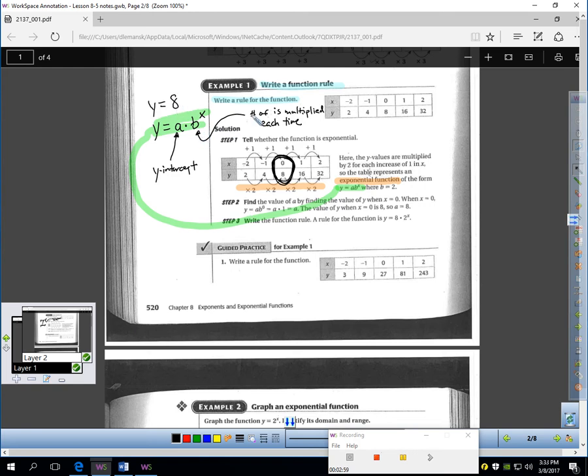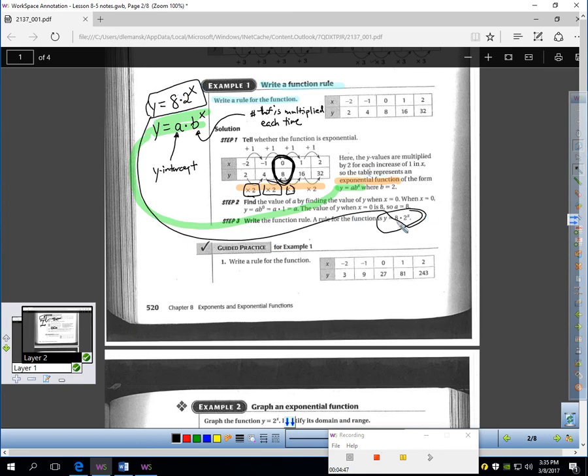Now the letter b stands for the number that is multiplied each time. Okay? Do you notice how on this table we're multiplying each time by 2? That means b is 2. So b has to be 2 because we're multiplying by 2 each time. So my equation, you can see, y equals 8 times 2 to the x power.